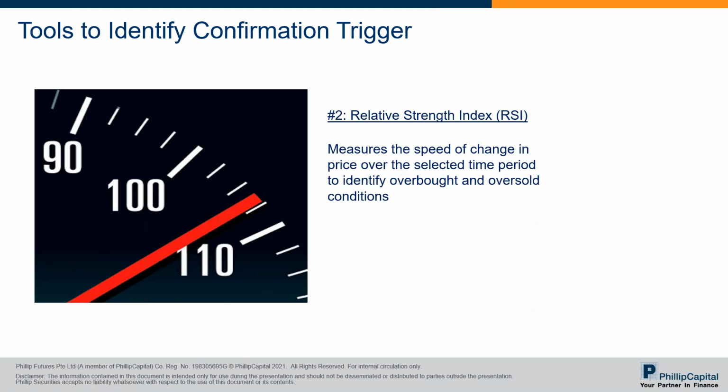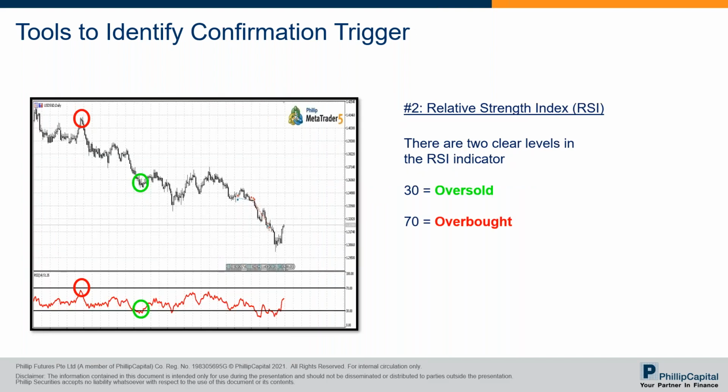So RSI, to put it simply, is like a speedometer. It tells you how fast price is changing over a certain period of time, and it identifies overbought and oversold conditions. So much like a speedometer, if you're going at 90 and your speedometer tells you in the next moment you're at 110, you would have accelerated by 20 kilometers per hour within that span of time. So that's what it's trying to indicate to you, and it helps you to measure the speed of change.